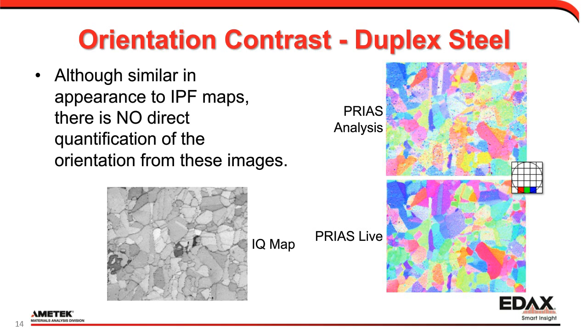This example also shows that the PRIAS images can be produced both live before the EBSD map acquisition and produced later from stored EBSD diffraction patterns.